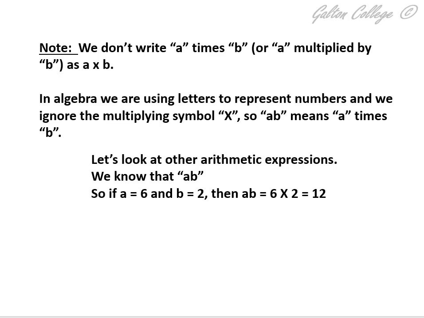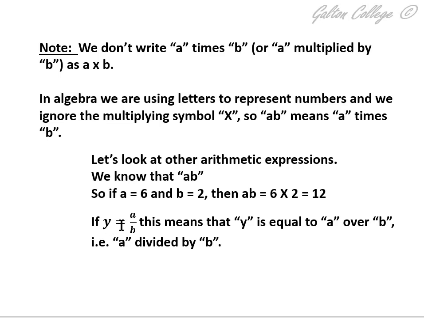Let's look at other arithmetic expressions. We know about AB, I should say. So if A is equal to 6 and B is equal to 2, then AB is equal to 6 times 2. AB is A multiplied by B. So it's 6 multiplied by 2, which is 12. So AB is 12 if A is equal to 6 and if B is equal to 2.